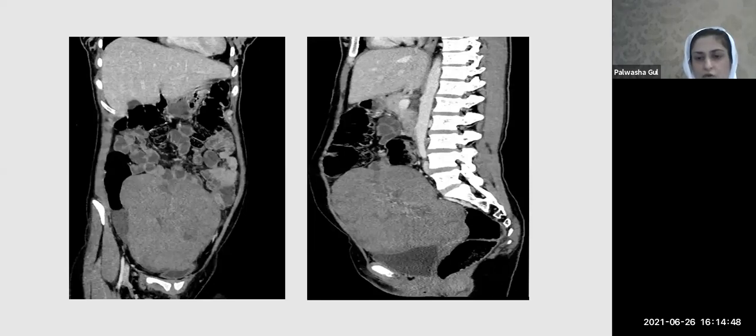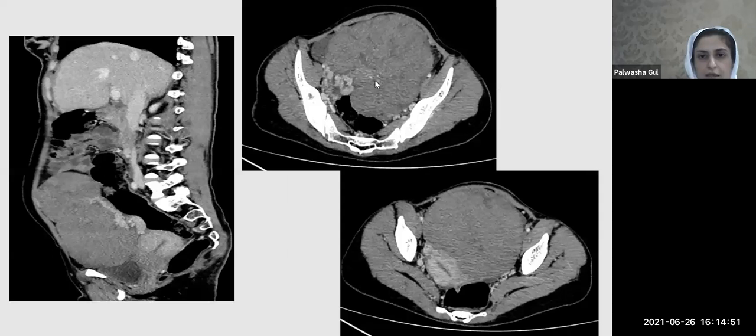So this was clearly not originating from the uterus, okay? Here we can see the uterus separately. And if it is not originating from the uterus, then it's not a fibroid, okay? And then what's the next possibility? The next possibility is it's originating from the ovary, okay?